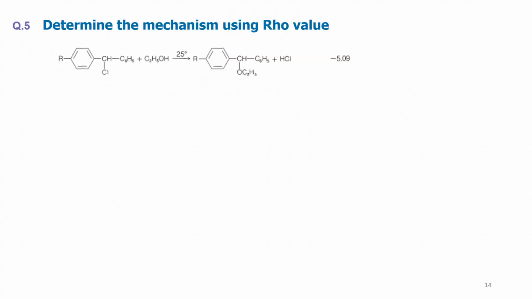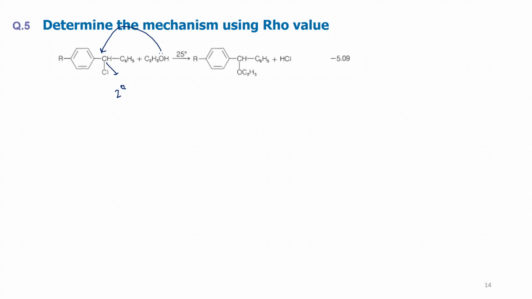Now, next one. What is happening here? In this case, this Cl is getting substituted by this ethoxide. So this is a 2-degree carbon, so there is a 50-50% probability of SN1 and SN2. Now what will happen in this case? SN1 or SN2?